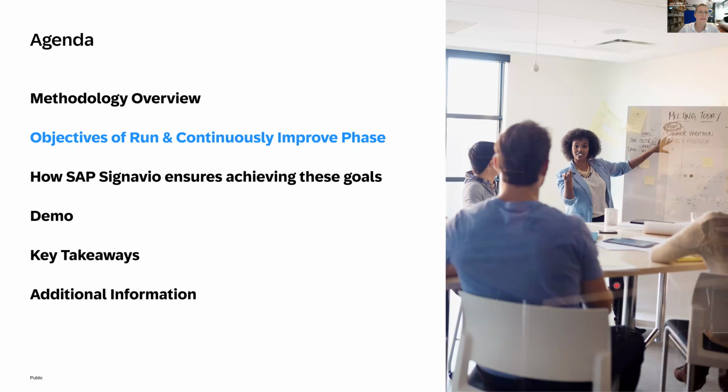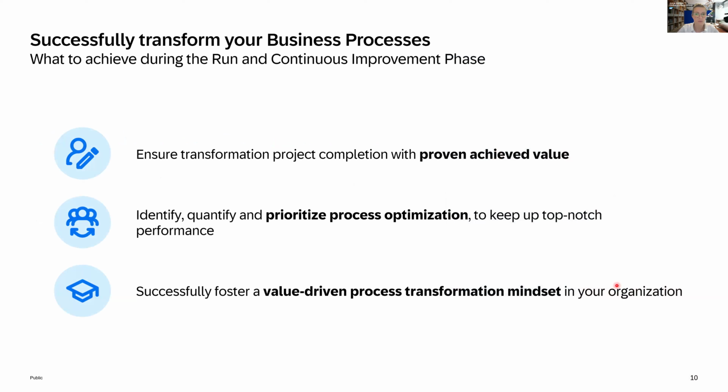Let's now take a look at the objectives, right? After talking about some of the main activities, the two actually that I just mentioned, we can derive the following objectives of this run and continuously improve phase. The first objective is to ensure that the target process performance goals and the promised values have been reached. I already said it, right? It must be reviewed and ensured that the previously defined KPIs have been met, and we must make sure that the promised values have been realized. If this is not the case, we have to make sure that the respective adjustments are made while the project is still running, right? Because you want to achieve the goals.